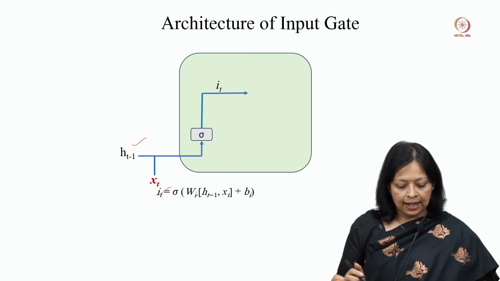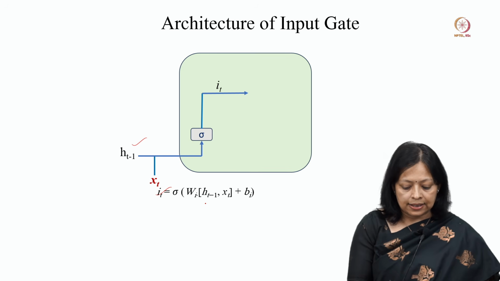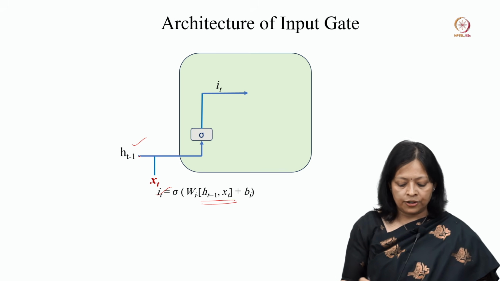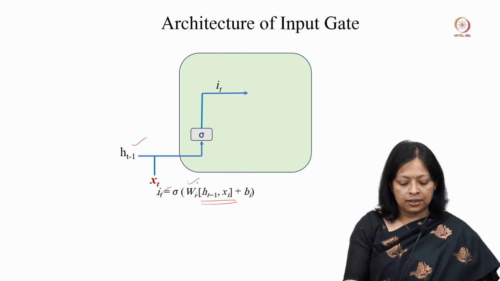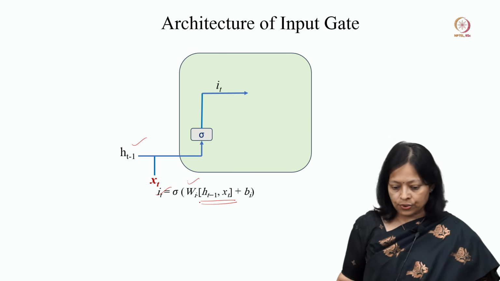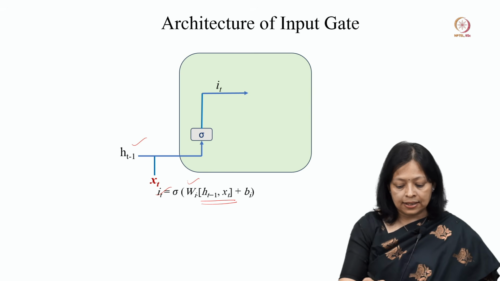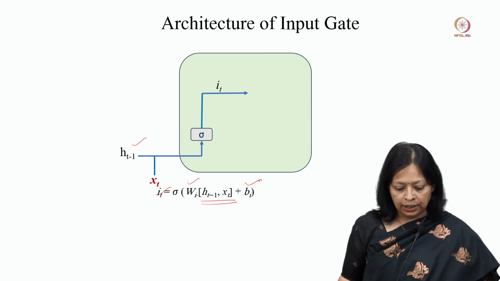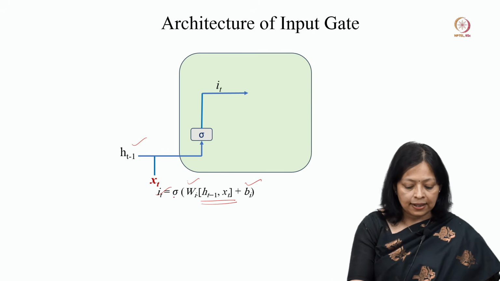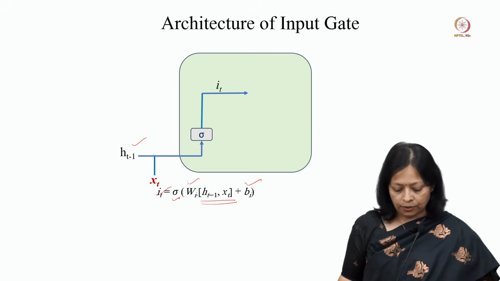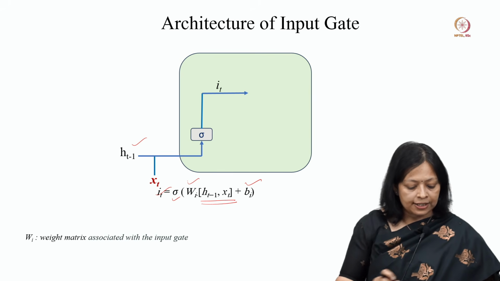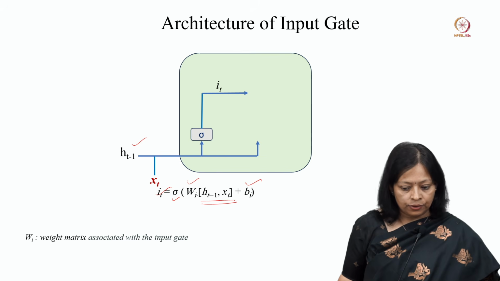Now, what is this it? It is the weighted sum of the inputs from xt and ht minus 1. The weights Wi are the weights associated with the input gate. This is the bias associated with the input gate, and the entire thing is passed through a sigmoid function. So, Wi is the weight matrix associated with the input gate.